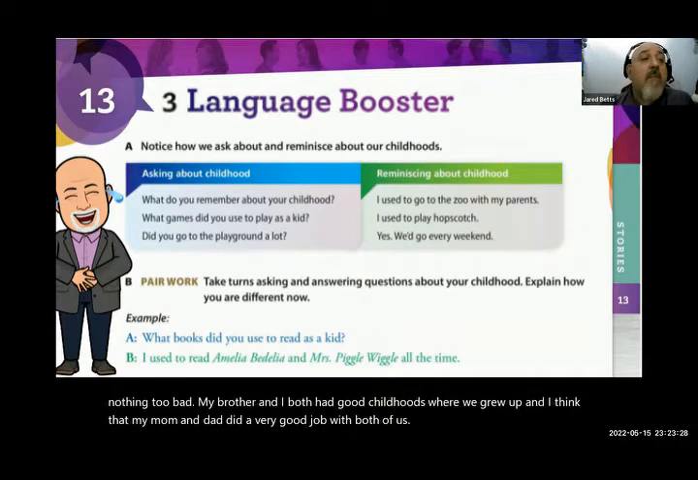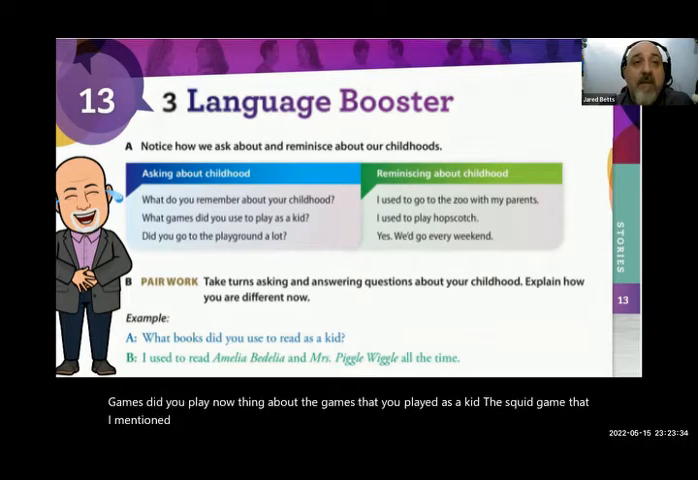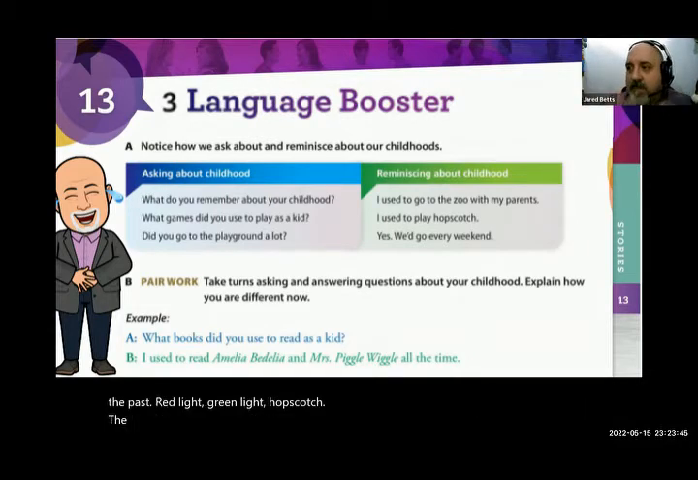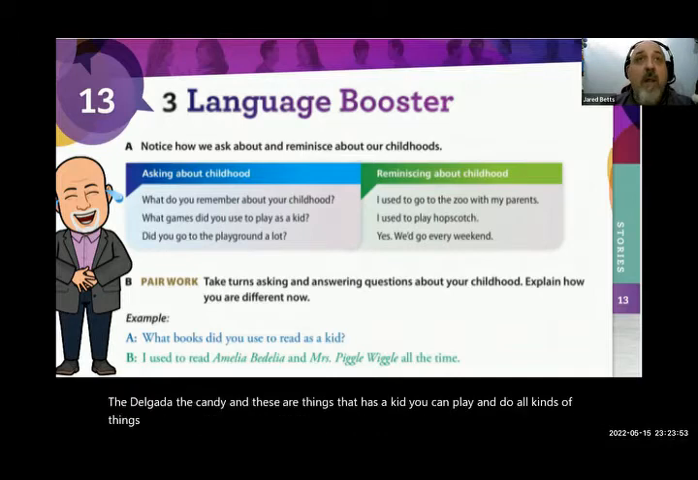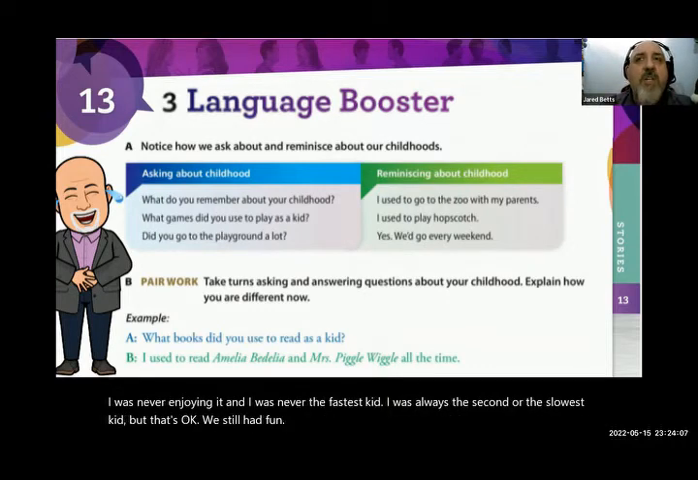What games did you play? Now, think about the games that you played as a kid. The Squid Game that I mentioned at the beginning of the video does pull some of those old style games from the past: red light, green light, hopscotch, the dalgona candy. These are things that as a kid you can play and do all kinds of things. I remember being a kid running around all the time outside. I was never the fastest kid. I was always the second or the slowest kid, but that's okay. We still had fun. Then describe what it is you did.